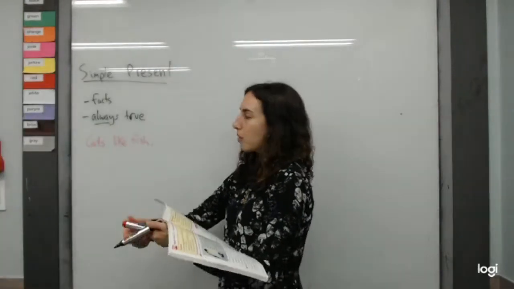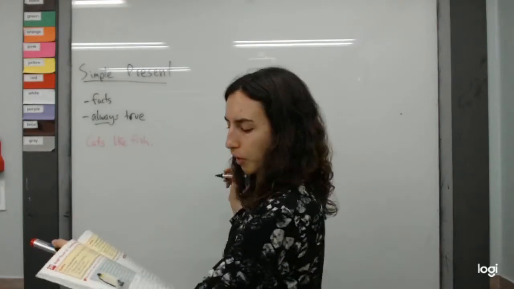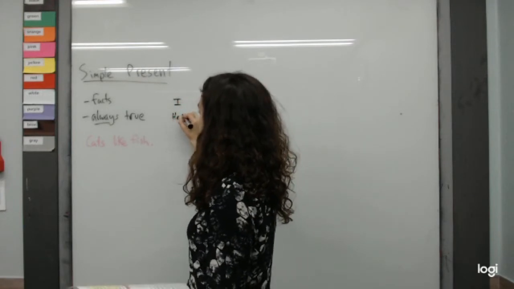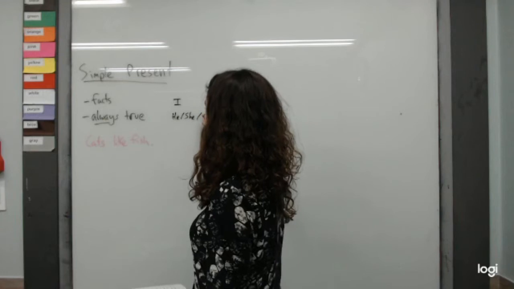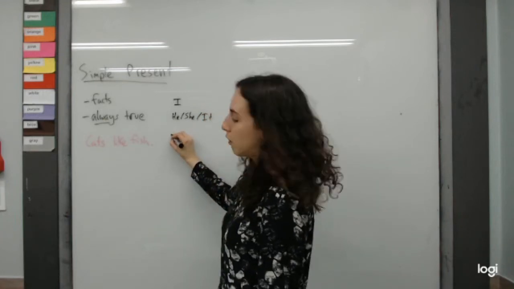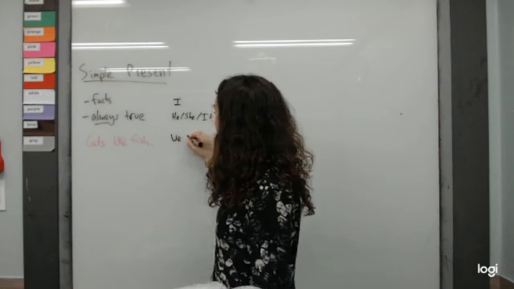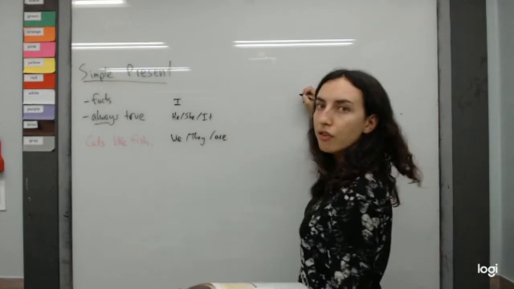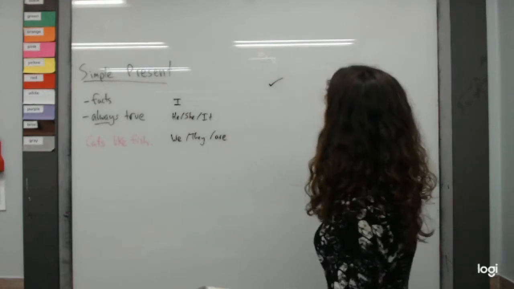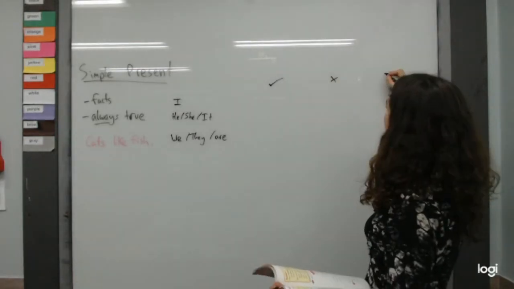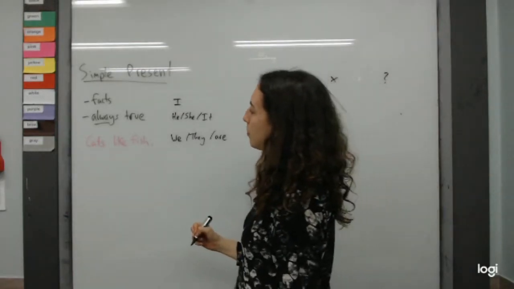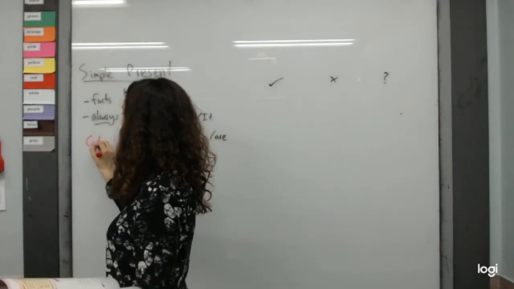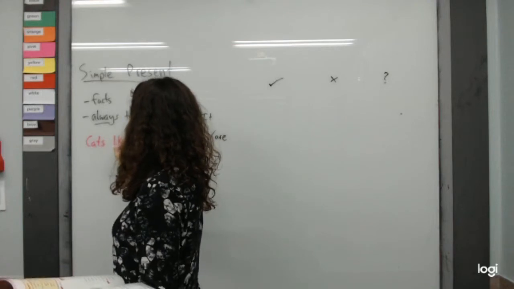So we also have to remember how to make present tense. When we make present tense, we have two ways of using it. We have I, we have he, she, and it, and we have we, they, and you. We have three ways of doing it: yes sentences, no sentences, and questions. So simple present, we have sentences that are always true. Cats like fish.